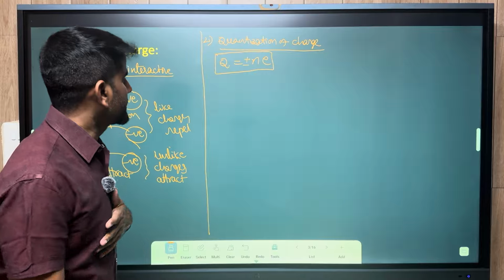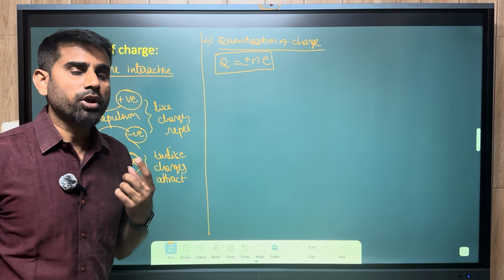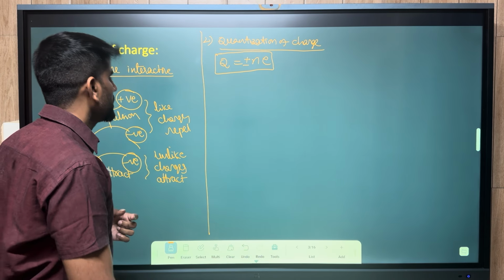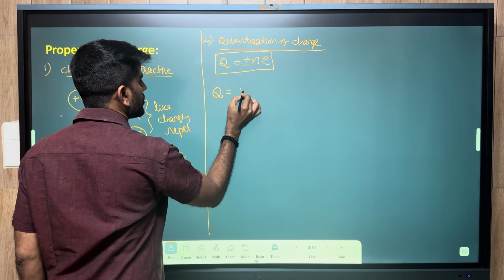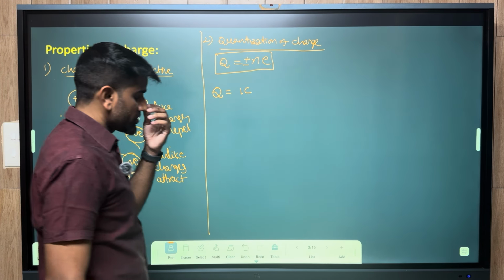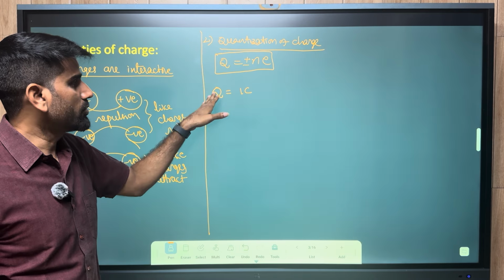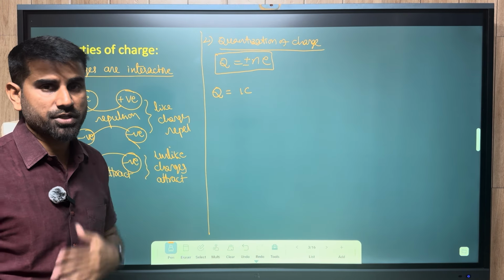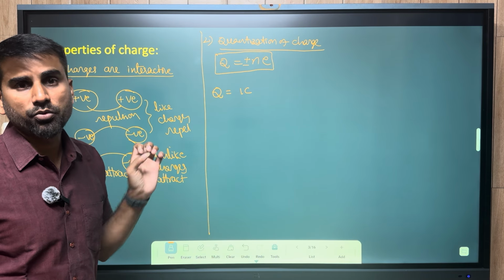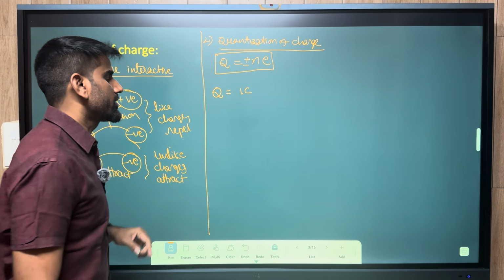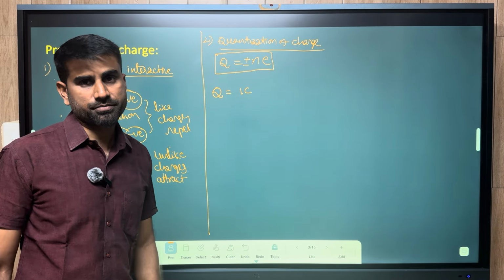Now let's check how many electrons are to be removed or added to acquire 1 coulomb of charge. Let's say a body is given 1 coulomb of charge, and let's say it is positively charged. So the body has 1 coulomb of positive charge. If a body has positive charge, then electrons are being removed, right? So now let's find how many electrons are being removed to have this 1 coulomb of charge.